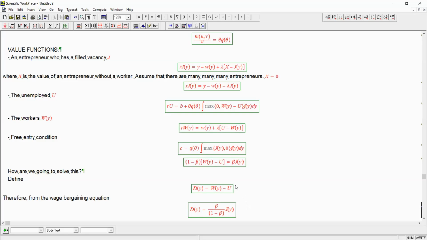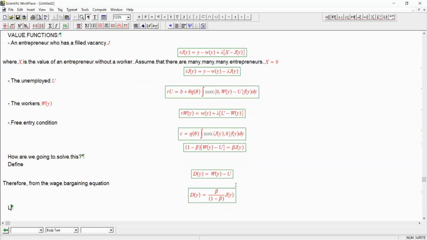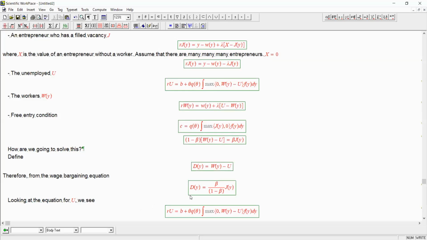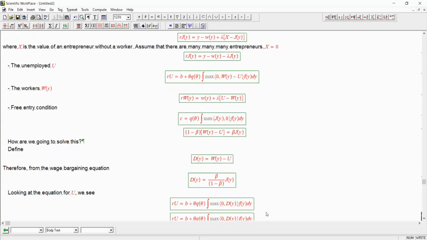Now, using this, we look at the equation for U. For big U, we see that, take that equation, we can just replace this with d of y. Great. And observe that the integral here can be rewritten like so.